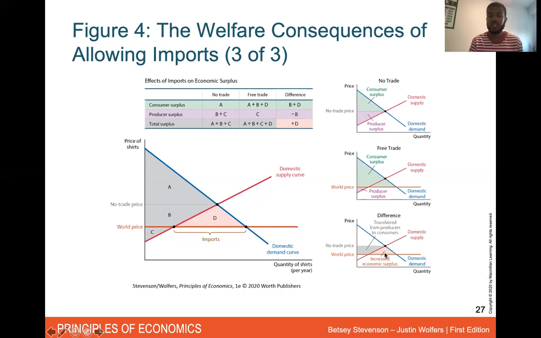And now if you look at the difference, this triangle here was the total increase in surplus, D. Total surplus increased by D. But producer surplus decreased by B, by this amount. Consumers increased by B and D, so consumers enjoyed all this. Domestic producers lost B, but in total, D was gained.